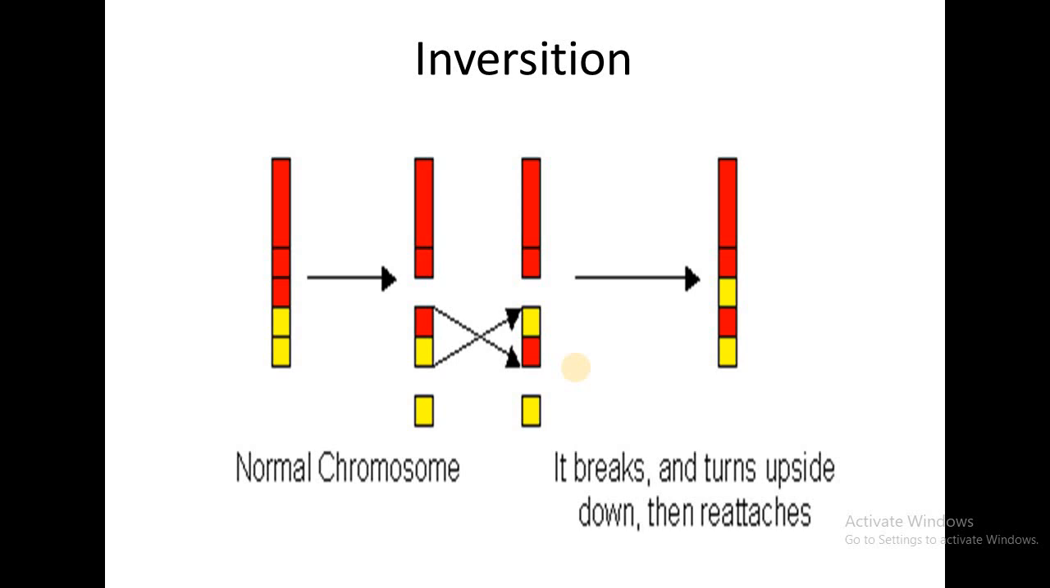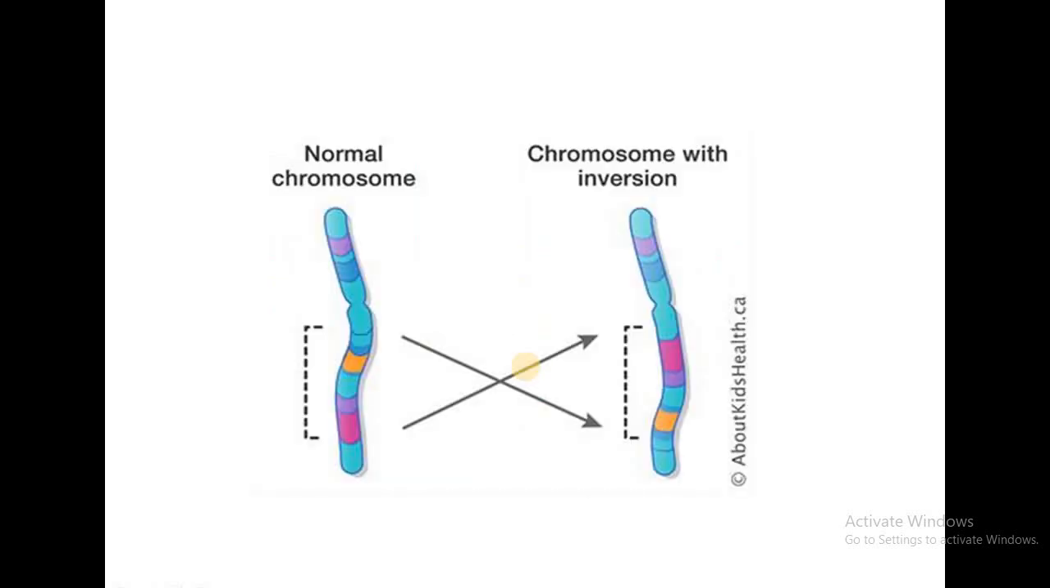The next type of chromosomal aberration is inversion. Inversion is a chromosomal aberration where a segment of the chromosome breaks and reunites in reverse order. It breaks and turns upside down, then reattaches, and this is what is called inversion. In inversion there is no loss or gain of genes; the genes are just rearranged in the reverse order.